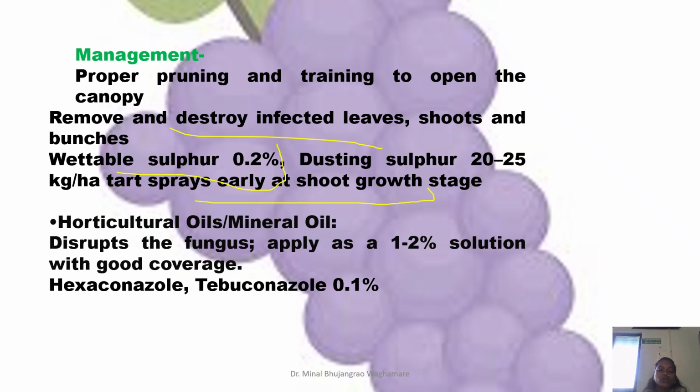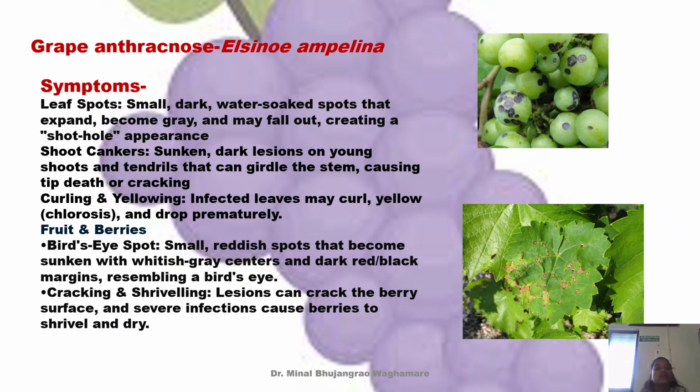To provide the protection to the berries and other plant parts from the fungus, some horticulture mineral oils can be used, which help to disrupt the fungus. And some another spray, that is hexaconazole and tebuconazole 0.1%. First spray when infection is started or symptoms appear, and second after 15 days of infection can be sprayed. Coming to the next disease, that is grape anthracnose.